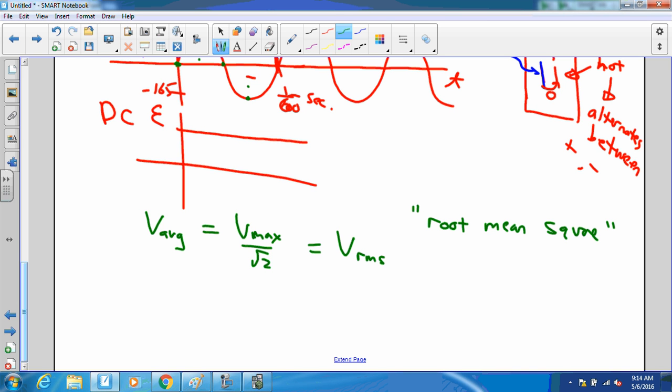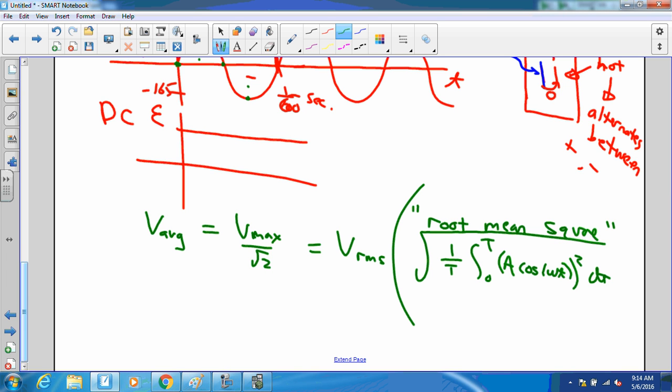And if you want to know the official way to calculate it, I'll put this up here, just for those of you who know calculus. Then it's going to be equal to 1 over the period times the integral from 0 to the period of cosine of negative t squared, and all of that square rooted. Now, you don't need to use this formula to calculate it here.